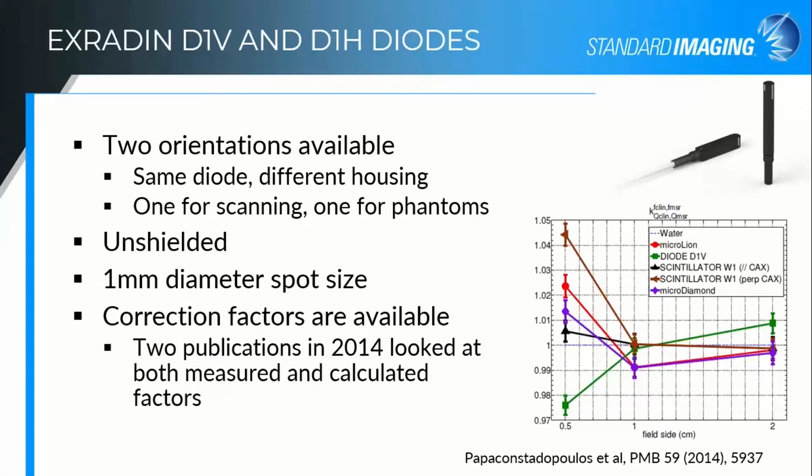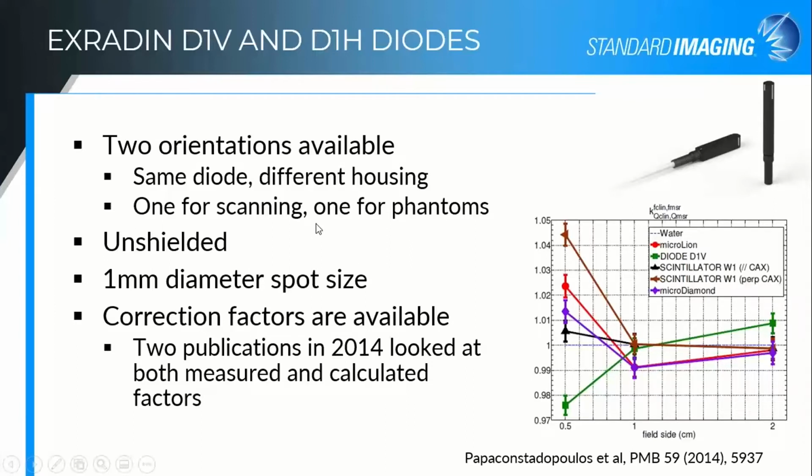So the diodes, the Standard Imaging diodes are the D1V and the D1H. It's the same diode, but in different housing, so it's in two different orientations. The vertical one is intended for scanning so that you have minimal perturbation of the water surface as you're moving that around. And the horizontal one is a little bit nicer for a slab phantom to be able to mill it out, to fit the diode in, or to be able to do surface measurements.